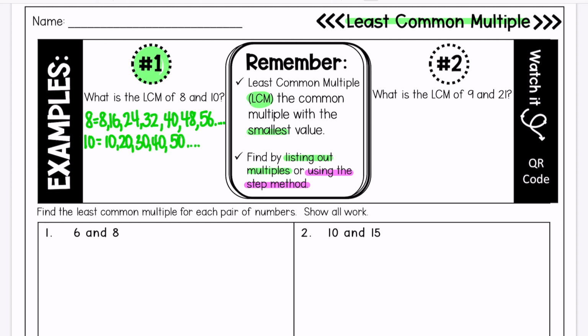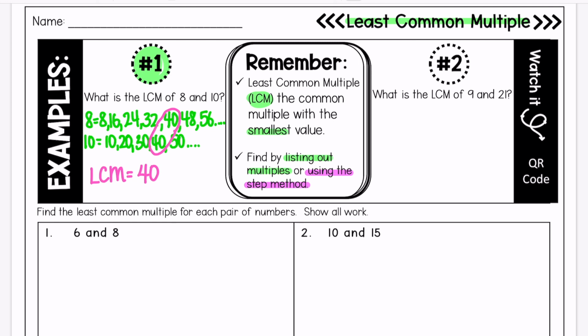The smallest one, the first one that they have in common is 40. They also have 80 in common and a bunch more. It goes on forever, but we want the smallest one. So the LCM, or least common multiple, is 40 in this case.